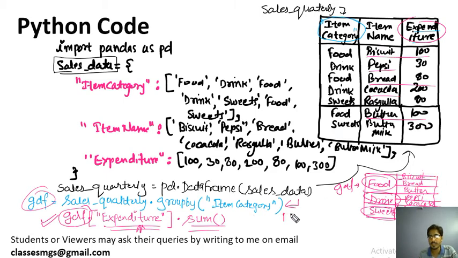So how much is the total expenditure on food? We spent 100 plus 80 plus 100, so 280 is the total expenditure. Here item category will be there and here it will be expenditure. This is how the result will be compiled. Now the second category, drink. Drink has two items. Pepsi has total expenditure 30 and Coca-Cola 200, so 230 will come here. And the other category is sweets. Sweets will have Rasgulla 80 and buttermilk 300, so 300 will be the total expenditure.